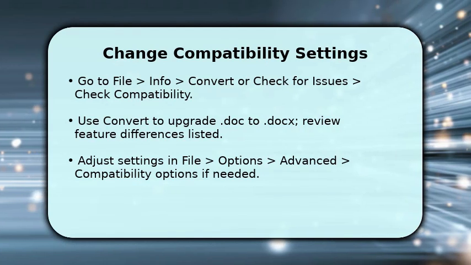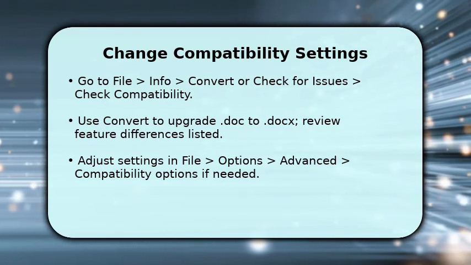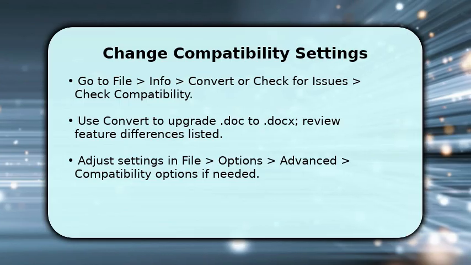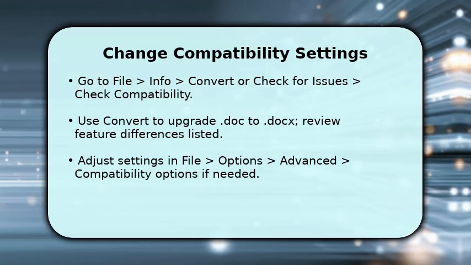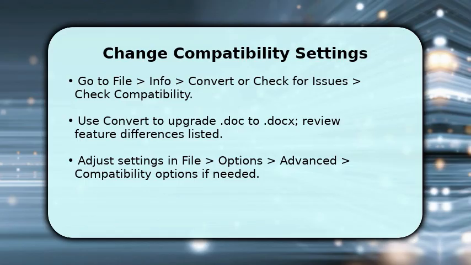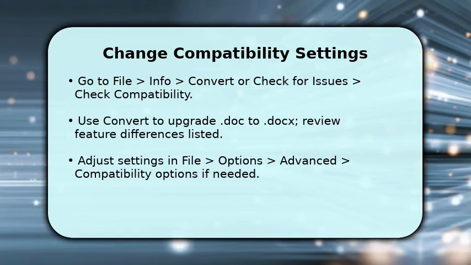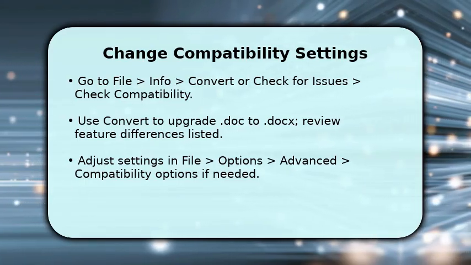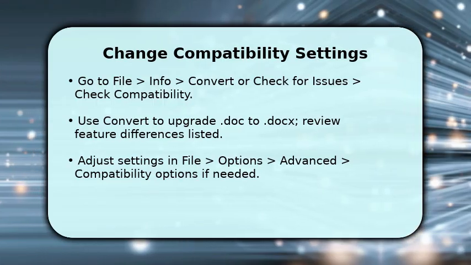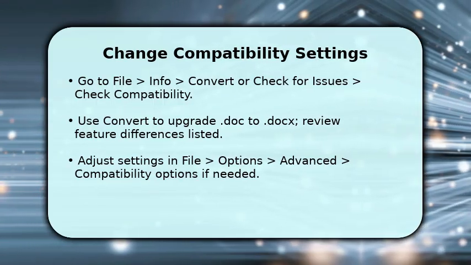You now perform the core change. Go to File, then Info, and choose Convert if upgrading from doc to docx. This updates the file format and enables modern features. If you need to inspect limitations, choose Check for issues and then check compatibility to see which features behave differently.